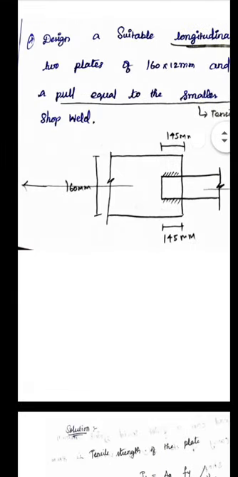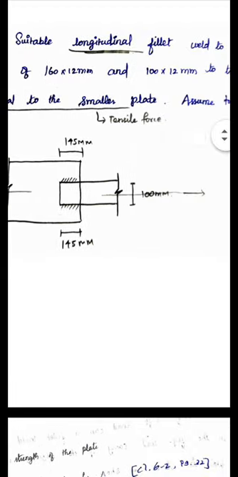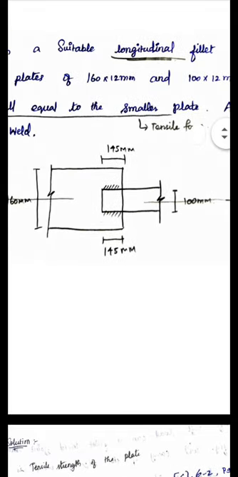Assume to use soft weld. Here they ask you to provide weld only on the sides. That's why they mentioned to provide a suitable longitudinal fillet weld. They ask you to join two plates of different sizes, 160 by 12 mm and 100 by 12 mm. They didn't give the strength of the joint. For what force do we have to design this connection?